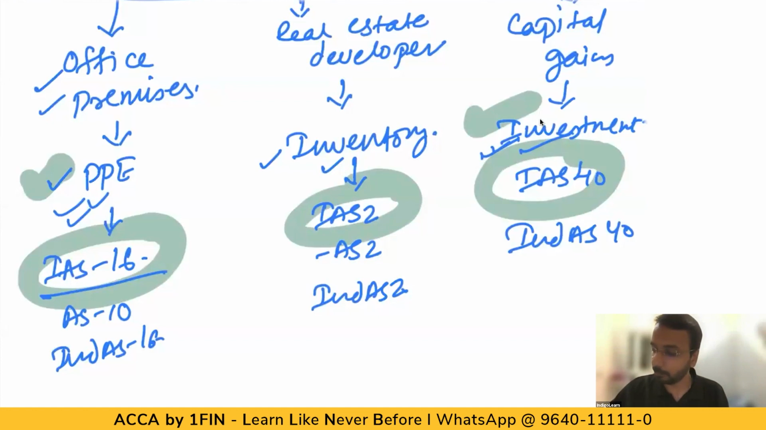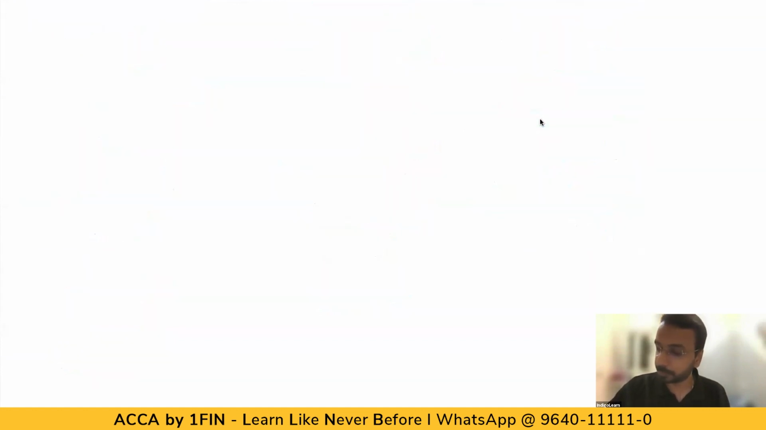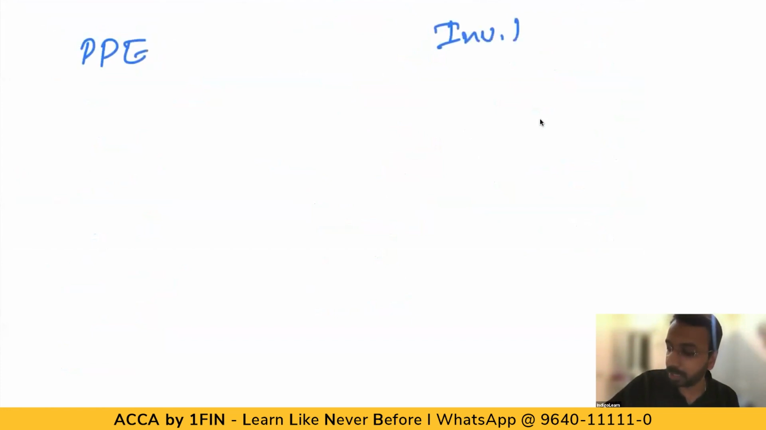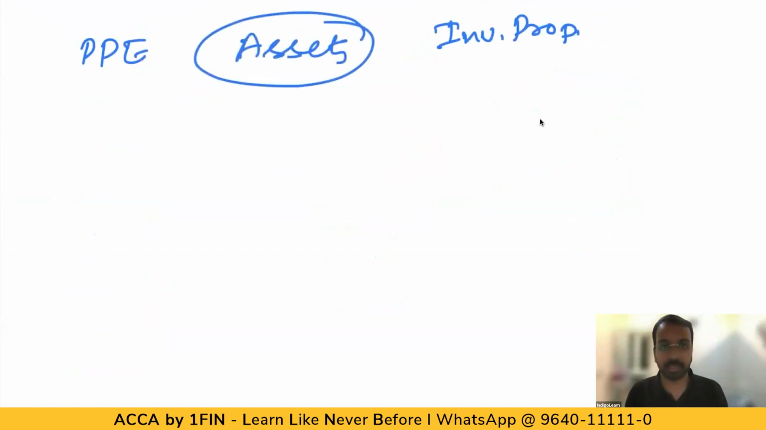Okay. Now, please remember, whether we call it PPE or whether we call it investment property, these are assets. Now, can someone tell me what is the meaning of an asset?